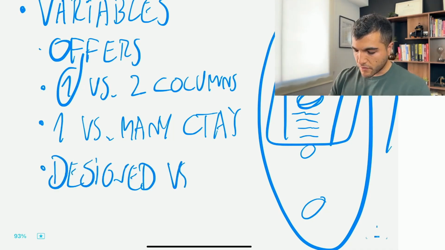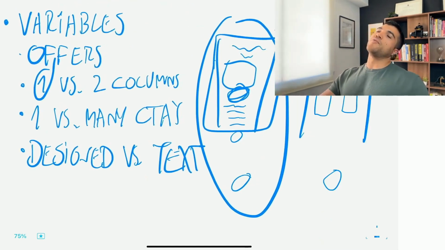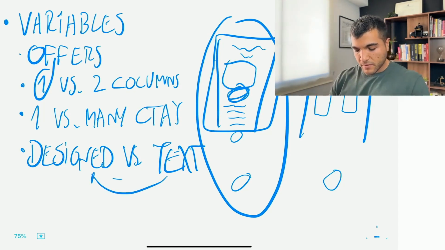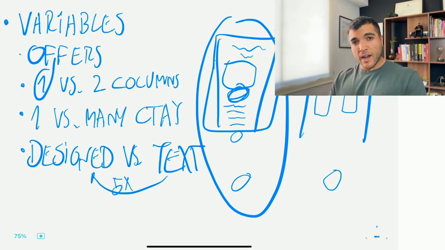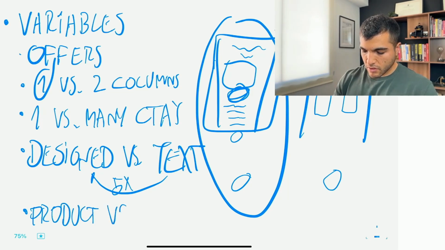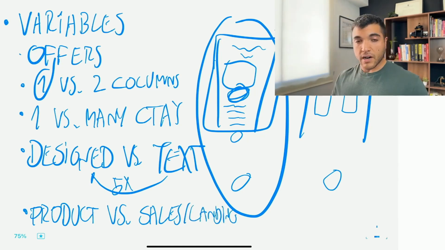Test designed versus text-based emails. I have a whole video on this, so I don't want to repeat myself, but text-based emails sometimes convert 5 times better when done right. I have examples in a video that I'm linking somewhere in the description or this video right now, where I break down some really high converting text-based emails and I explain why they work so well and how you can do the same. Another variable worth testing, pushing people to your product or sales or landing pages, which are optimized.